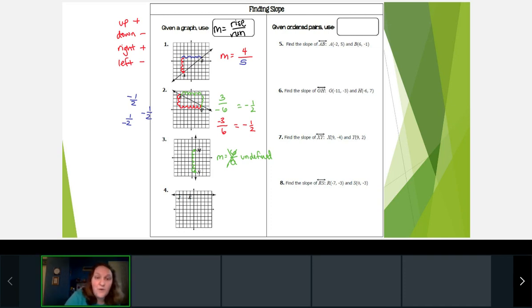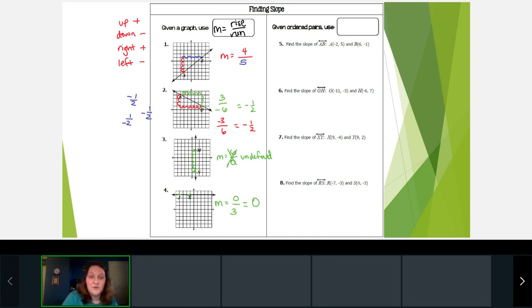Now, looking at number 4, how many do I have to rise to get from J to K? I don't have to rise at all, right? So that's 0. And then how many do I run? Honestly, it doesn't matter, but it's 3. Why doesn't it matter? Because 0 divided by 3, or 0 divided by any number, is still 0. So you would put the simplified answer of 0.